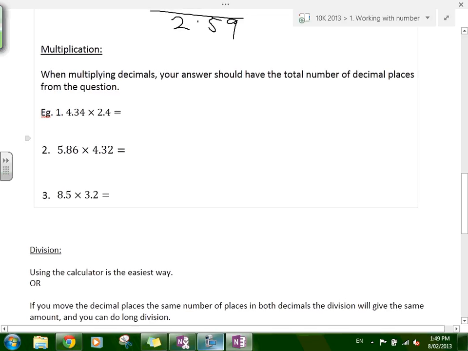So that's just a note about multiplying decimals. When you do it on your calculator, if it looks completely wrong, then this is one of the signs to look for. If you're multiplying something with 2 decimal places by something with 1 decimal place, you should have 3 decimal places in your answer. So this one, 4.34 times 2.4, equals 10.416. You notice it's 3 decimal places. This one has 2, this one has 1. In total you have 3 decimal places.